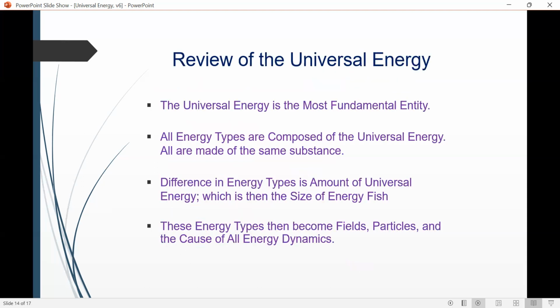Okay, let's review the universal energy. The universal energy is the most fundamental entity. All energy types are composed of the universal energy, and they're made of the same substance. The difference in energy types is the amount of universal energy, which is then the size of the energy fish. These energy types then become fields, particles, and the cause of all energy dynamics.